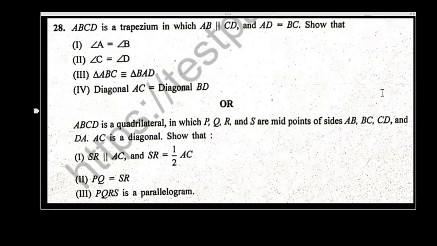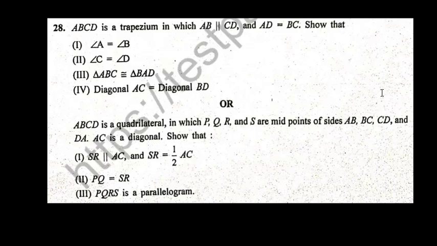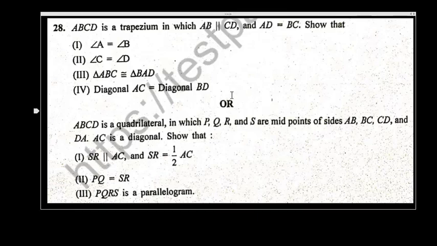ABCD is a trapezium in which AB is parallel to CD, and AD is equal to BC. We have to show that angle A is equal to angle B, angle C is equal to angle D, triangle ABC is congruent to triangle BAD, and diagonal AC is equal to diagonal BD. Or the second question is, ABCD is a quadrilateral in which P, Q, R, S are the midpoints of sides AB, BC, CD and DA. AC is a diagonal. We have to show that SR is parallel to AC and SR is half of AC, PQ is equal to SR, and PQRS is a parallelogram. Okay, so one by one we will see both the problems.